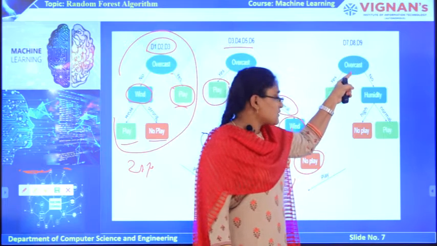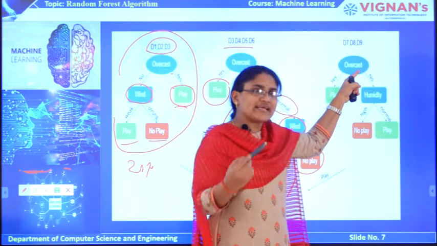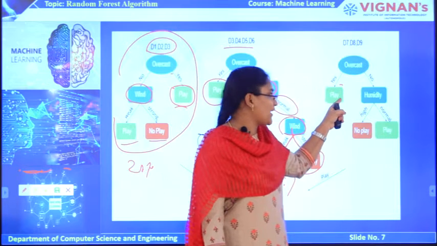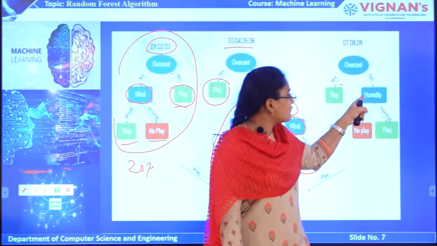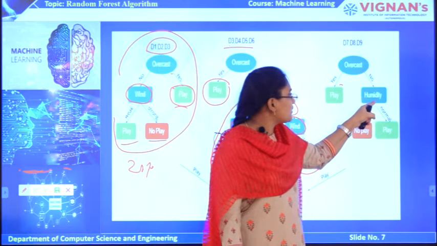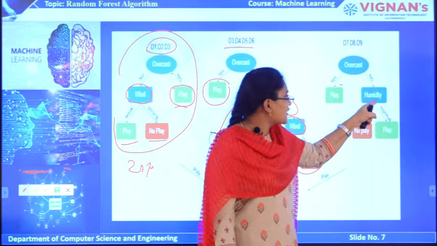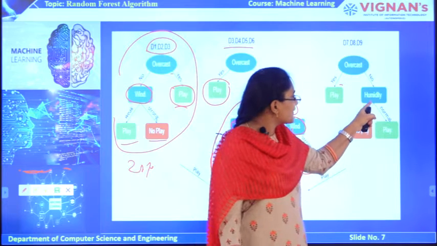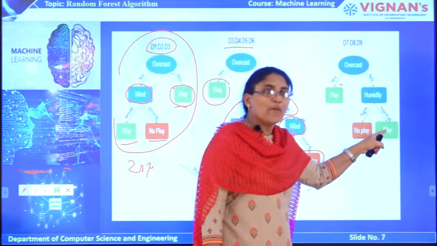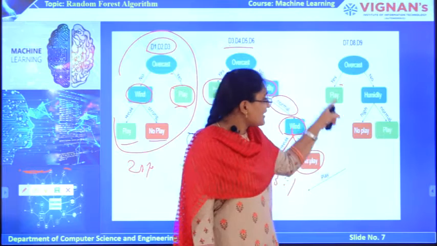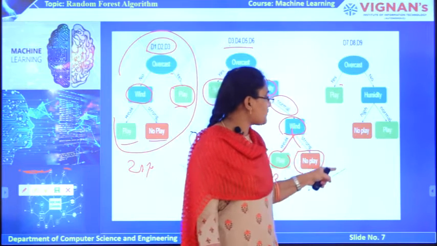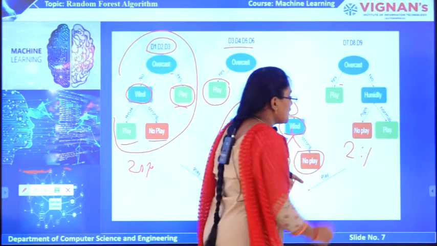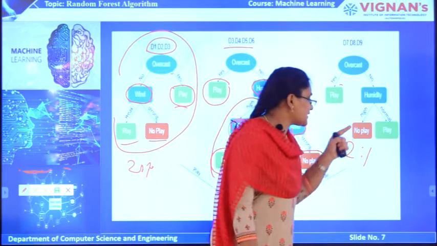Here first the outlook is overcast. If it is yes, there is a chance to play. If no, then we have to check another most probable attribute, that is the humidity. If the humidity is high, then there is no chance to play. If the humidity is normal, then there is a chance to play. The final outcome of this tree is play. Why? Because the ratio between play and no play is 2:1. So the final outcome of this tree is play.